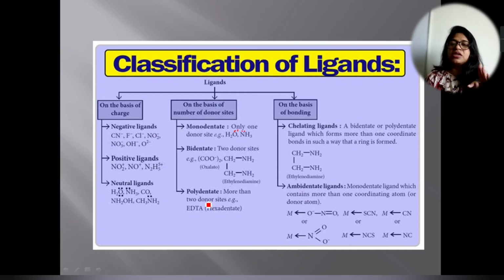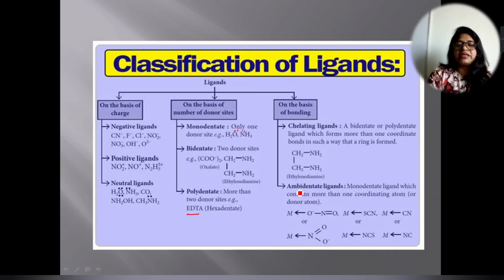If there are three sites to donate a pair of electrons, then it is called a tridentate ligand. If more than two sites are there in one molecule to donate electrons, then it is called a polydentate ligand. A ligand which has six sites to donate pairs of electrons is a hexadentate ligand, and the example given here is EDTA, ethylene diamine tetraacetate. EDTA can donate six pairs of electrons. It is a hexadentate ligand.